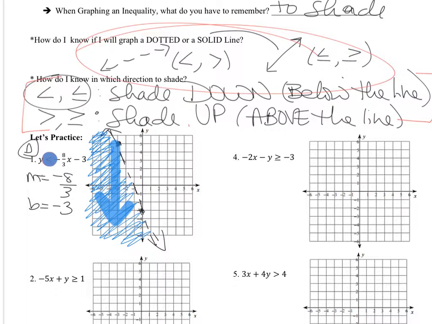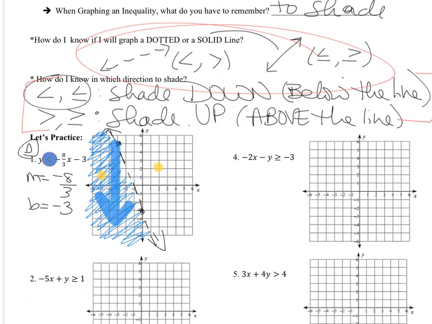The purpose of shading is to represent all possible solutions. So if I came around and I said, okay, if I plot the point 2, 2, which is right there, is that a solution? No, because it's not on my line. What if I plot a solution negative 5, 1? That's right there. That point is not on my line, but is that a solution? Yes, because it's in my shaded area.